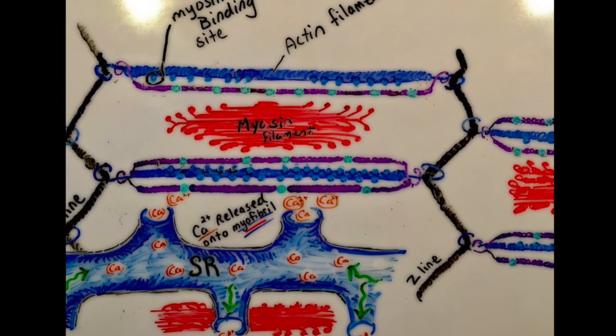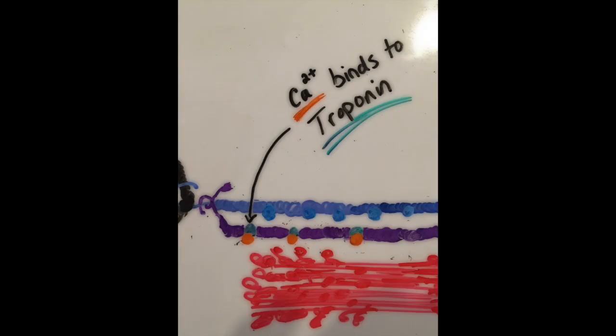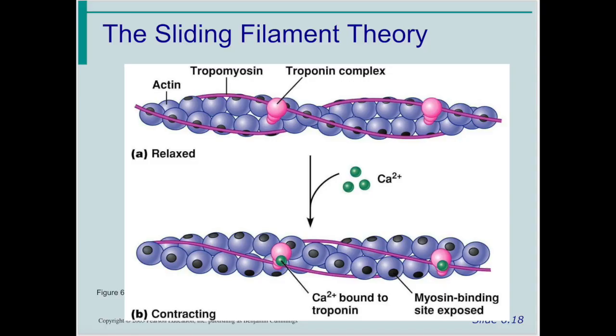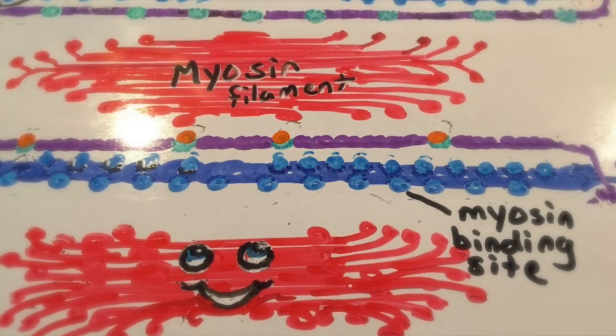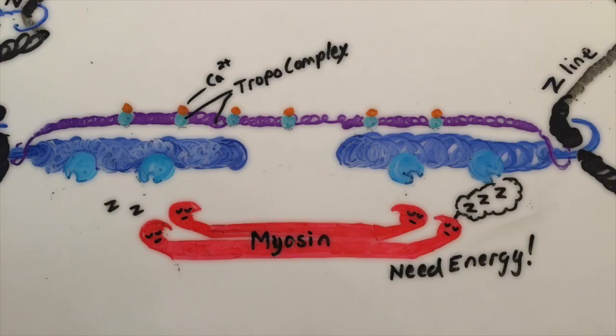As calcium is released from the sarcoplasmic reticulum, it will then bind onto the troponin component of the tropocomplex. This will cause the tropomyosin to shift and move away from the actin. This will expose myosin's binding site on actin. Now, myosin is going to need a little bit of energy in order to get up and interact with the actin.